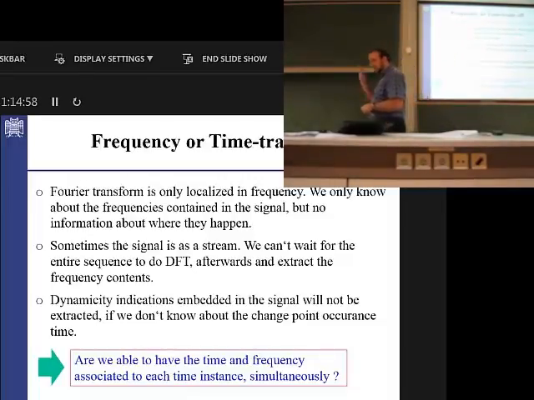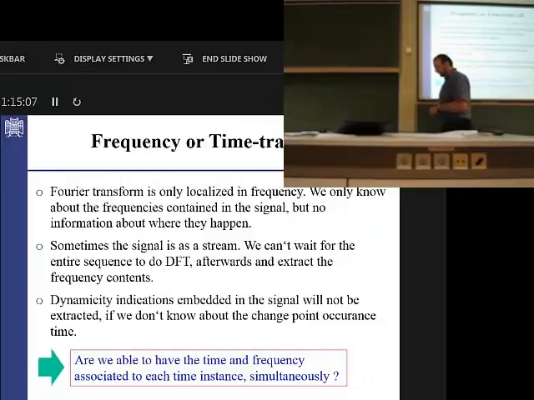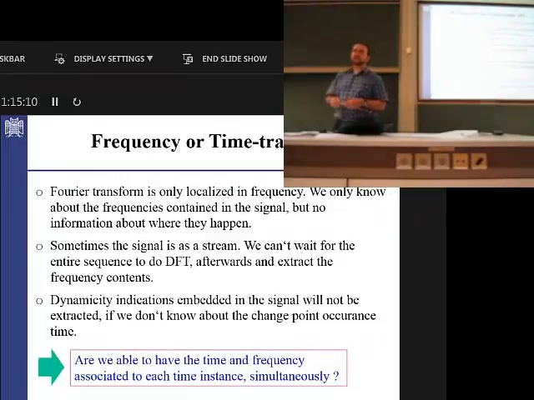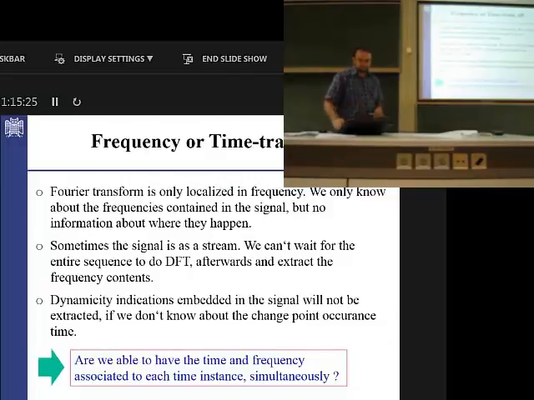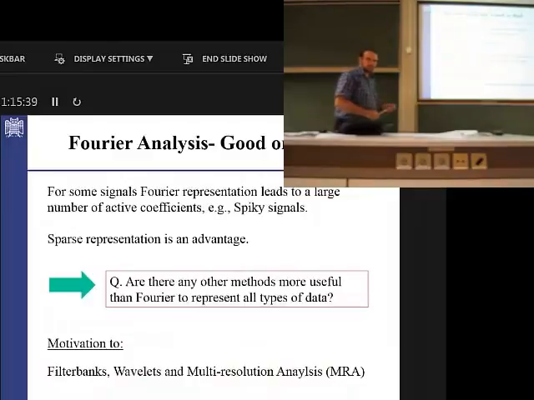So these are some applications that motivate using different types of representations, and prove that Fourier analysis, even though it's very useful, is not enough. So the goal is: are we able to have both time and frequency representations simultaneously or not? That's the question.